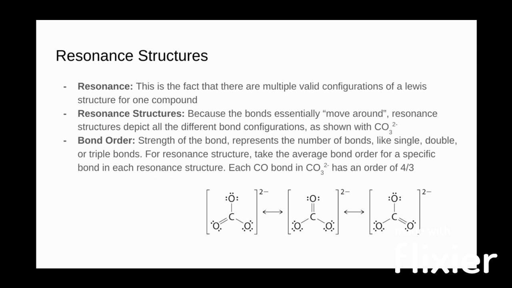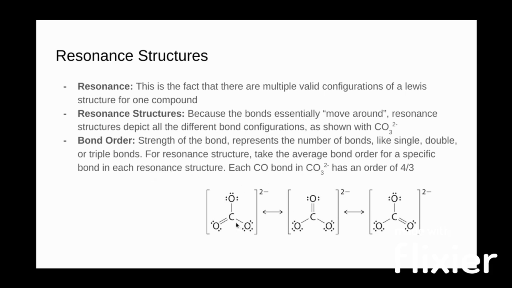Alright, resonance structures. Resonance describes the fact that there can be multiple configurations of a Lewis structure for one compound. Because the bonds essentially move around, we need resonance structures that depict all the different bond configurations, as shown with CO32- and bond order.